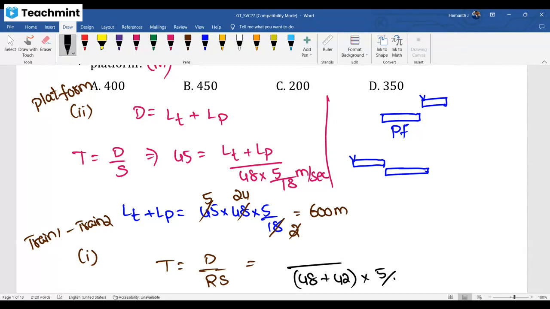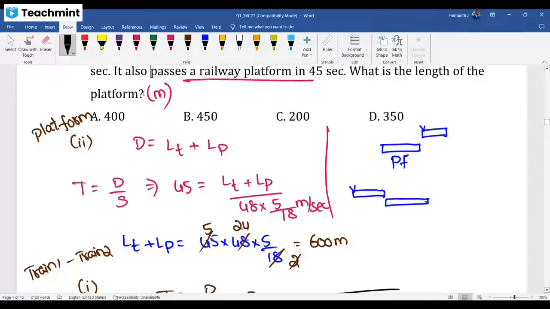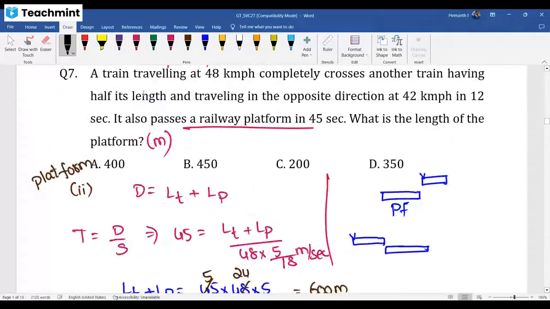Again, you convert into meter per second. We are multiplying with 5 by 18. Kilometer per hour to meter per second is 5 by 18. You can see, in opposite direction speeds must be added. Same direction speeds must be subtracted. It will take 12 seconds.